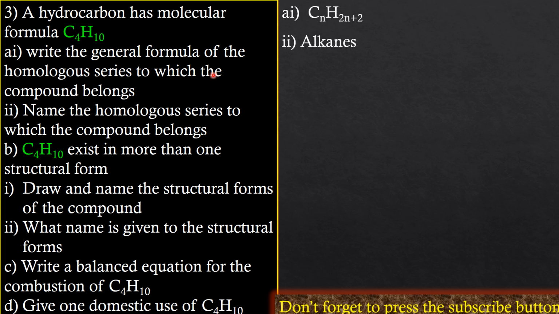Now, guys, to draw the structural forms of this compound, all we have to do is to insert all the 4 carbon atoms. Then we insert all the hydrogen atoms, making sure that the total number of hydrogen atoms is 10, and the number of bonds linking a carbon atom has to be 4, since carbon has a valency of 4.